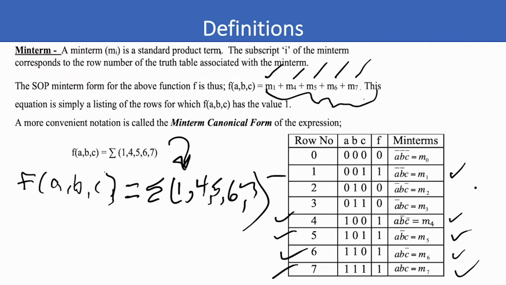Okay, so that's how you can represent a truth table with its standard product terms. And this is just kind of a shortcut, and it's called a minterm. The minterm is a standard product term associated with each row in the truth table. Again, this is the truth table. These are the input combinations, and this is the output function.